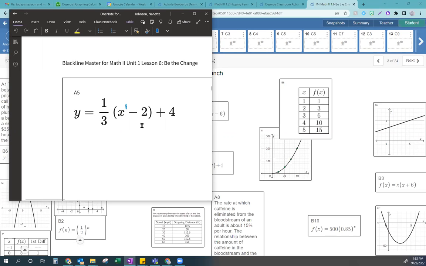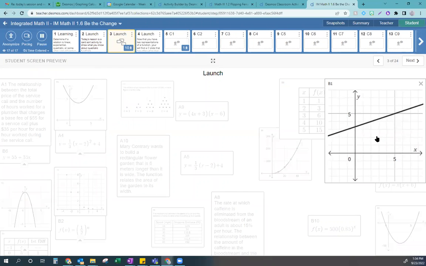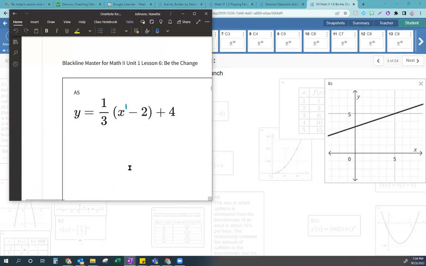It's my favorite. 2 minus 2 is 0. 0 times anything is 0 plus 4 is 4. So no, this is wrong because it's supposed to be 2 comma 4. This is 2, 3. That doesn't work. So it's not that. Several people in the chat said, Miss Johnson, it's B1. You are right. That is B1. These two match. So A5 is B1.